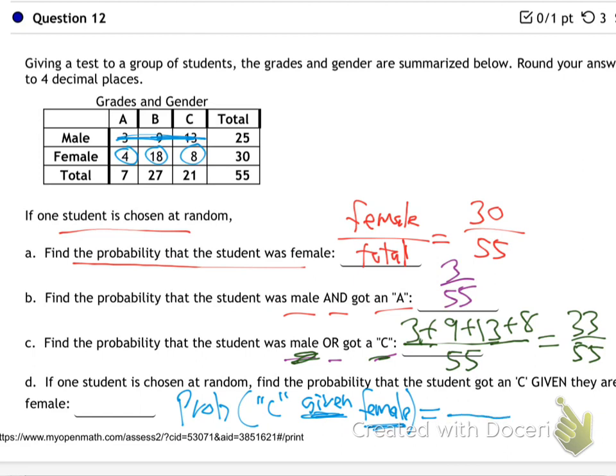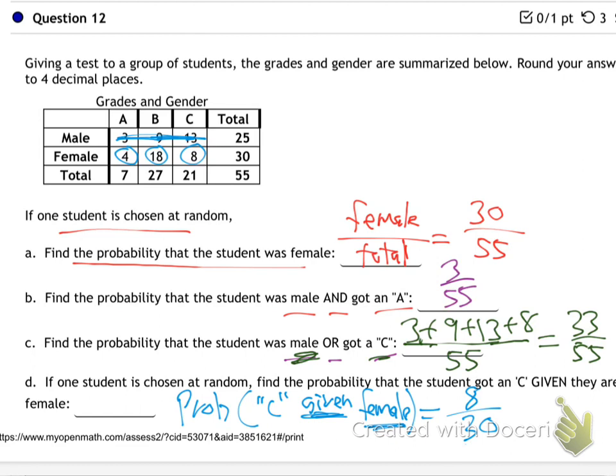So that's my total on the bottom. It'd be 8 out of 30. Yeah, it's right there on the screen. 8 out of 30. Exactly. Does that make sense there? Can you read that? 8 out of 30? Because given limits who you're talking about. We're given that it's a female. How we doing? Is that good? Then just hit the buttons on your calculator.